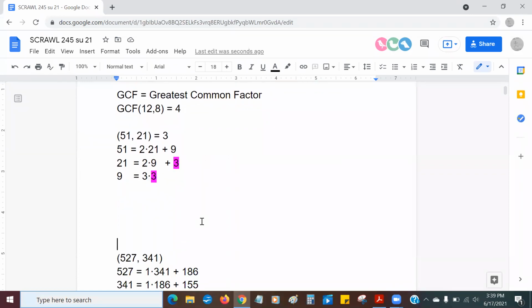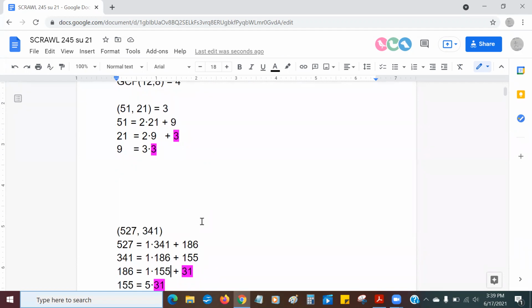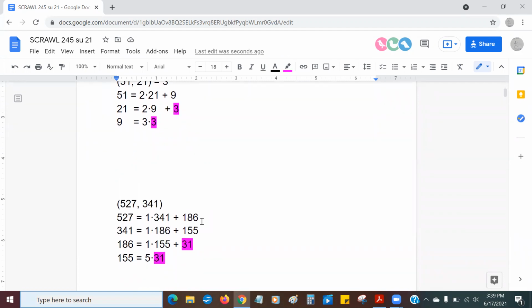We're going to try to find the greatest common factor of 527 and 341, which is going to be more of a task. As you can see, it's going to be some more steps. So we start with the bigger number, 527, and we see how many times 341 goes into that. In this case, it's only once. So 527 is equal to 1 times 341 plus 186.